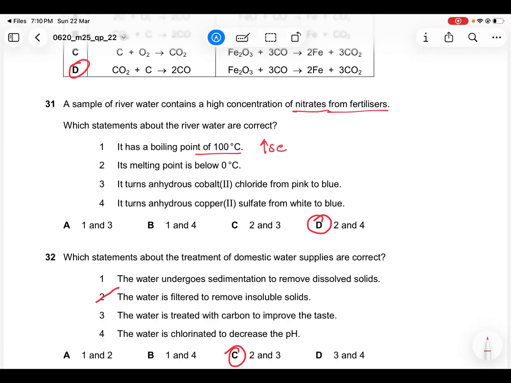Its melting point is below 0 degrees Celsius. Yes, the melting point decreases whenever there is any kind of impurity present. It turns anhydrous cobalt chloride from pink to blue. First of all, anhydrous cobalt chloride is actually blue in color and it turns from blue to pink when water is added. So the third one is wrong. It turns anhydrous copper sulfate from white to blue. Yeah, that is correct. Anhydrous copper sulfate is white in color and when water is added to it, it turns blue in color.